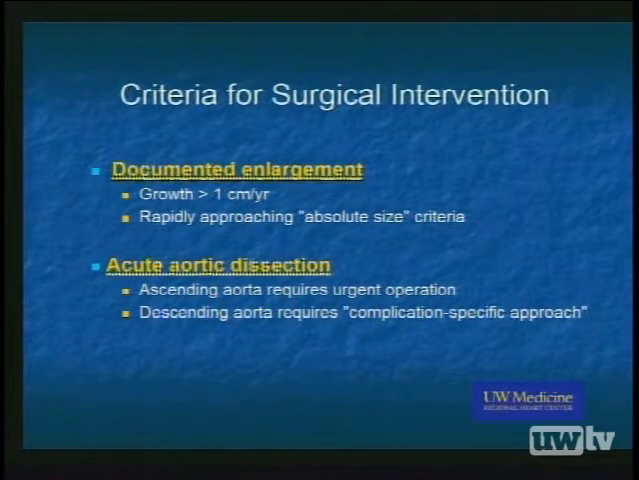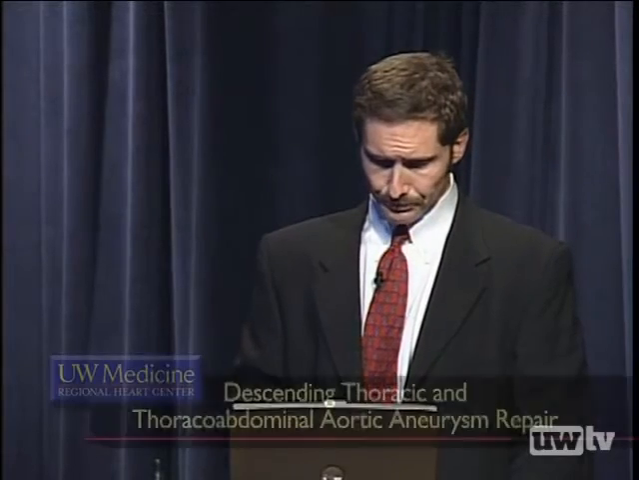Patients also who have an excessively rapid rate of enlargement are operated on, as well as those who are rapidly enlarging and nearly approaching absolute size criteria. In contrast to the ascending aorta, which requires urgent operation for acute aortic dissection, acute aortic dissection in the descending aortic position does not necessarily require operation, and in fact, in the majority of cases it does not, but rather operation is pursued on a complication-specific basis.